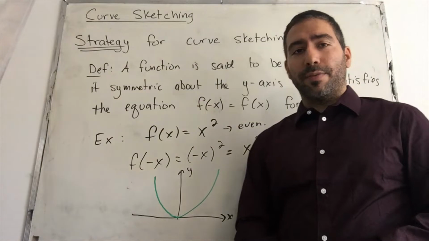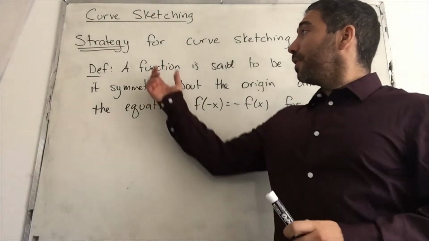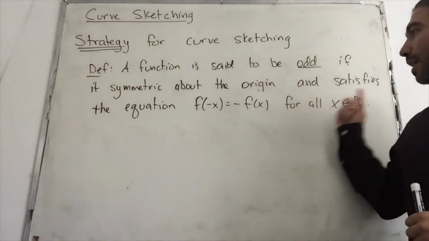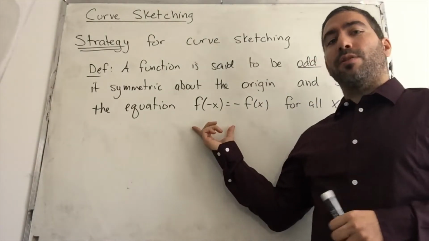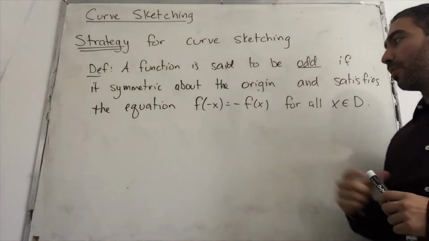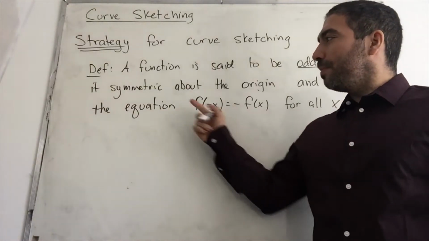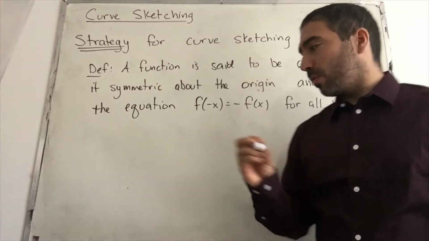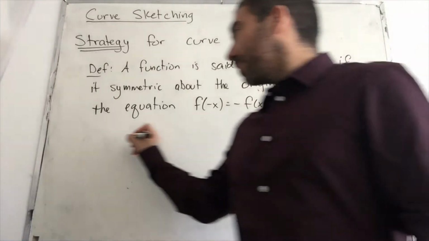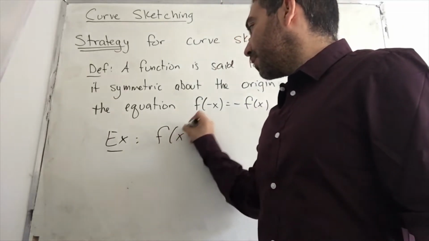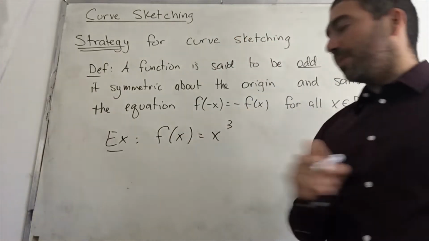So now let's look at the definition of an odd function. A function is said to be odd if it is symmetric about the origin and satisfies the equation f of negative x equals negative f of x for all x in the domain. So what do we mean by symmetric about the origin? Let's first look at an example and consider the function f of x equals x cubed.